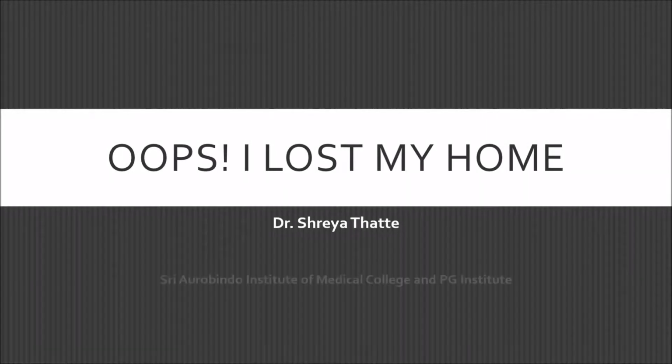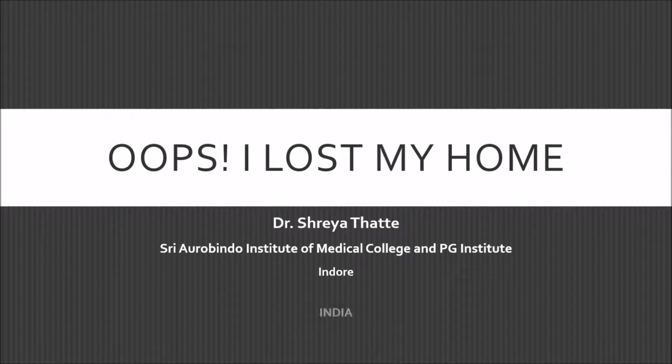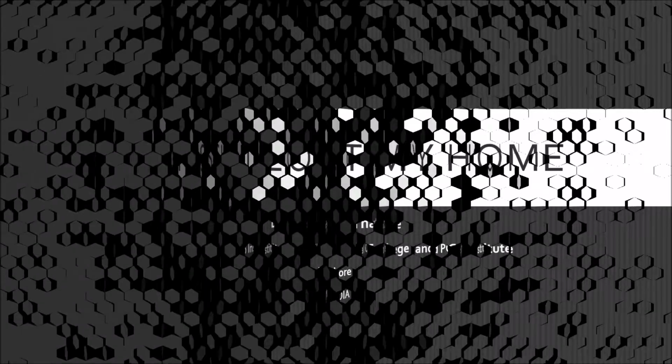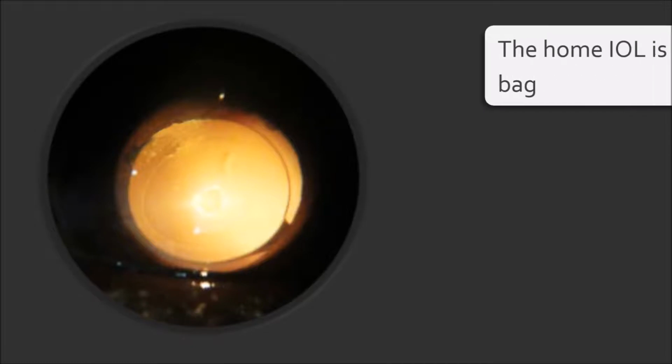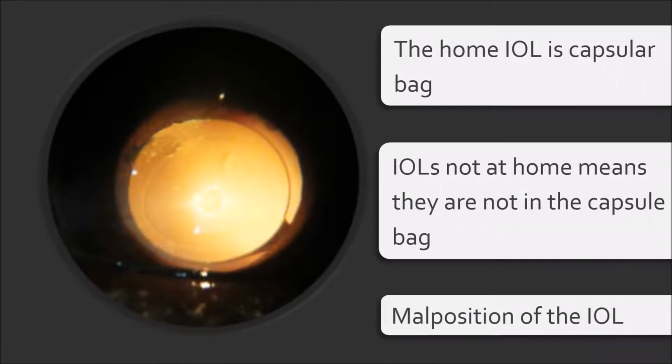Oops, I lost my home. Who is saying? This is an intraocular lens. The home of the intraocular lens is the capsular bag. When they are not there, they are malpositioned.